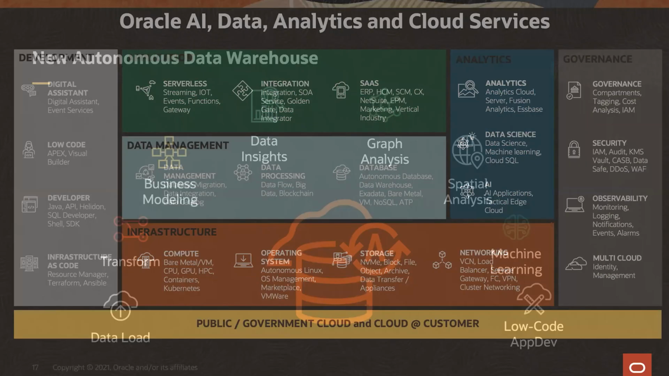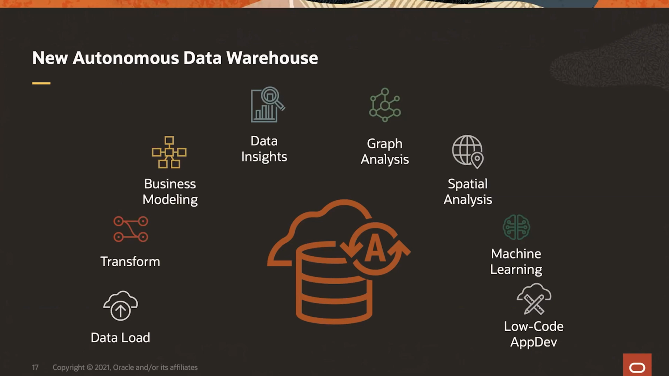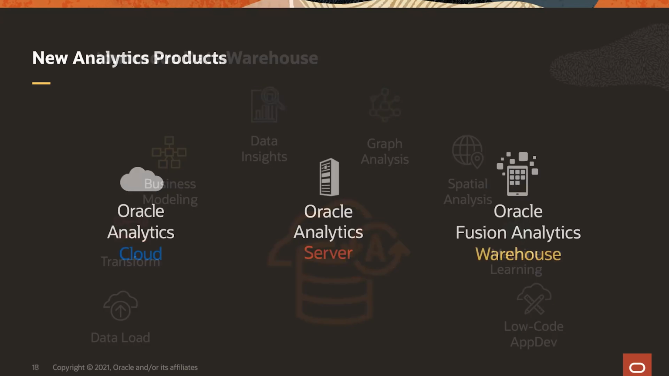You know that we have a lot of different products to help you. We have also a new autonomous data warehouse. It has been launched yesterday. Now it's not just a data warehouse, it's really a data platform. You can load data, transform data, do all the business modeling, get data insight, graph analysis, spatial analysis, machine learning, low code, and autonomous data warehouse from Oracle is fully integrated with Oracle Analytics Cloud. So again, thanks so much for using it. We have a lot of customers giving us a lot of feedback and it's working well.